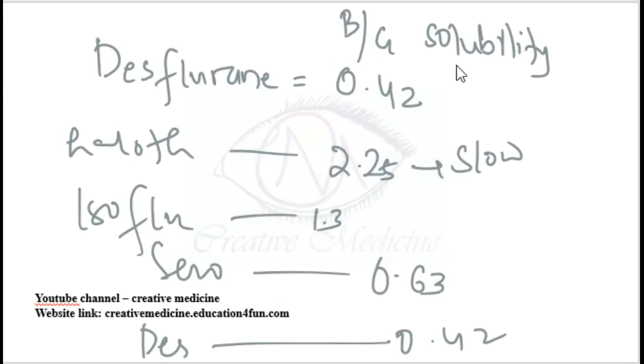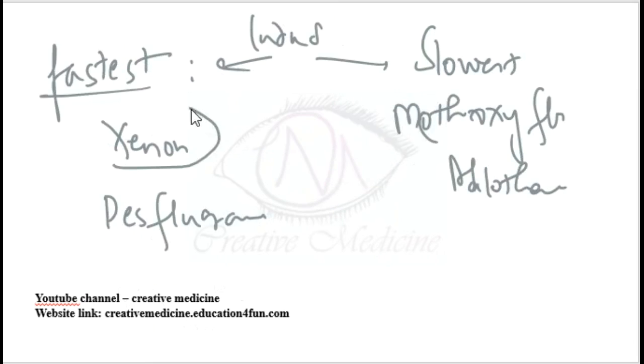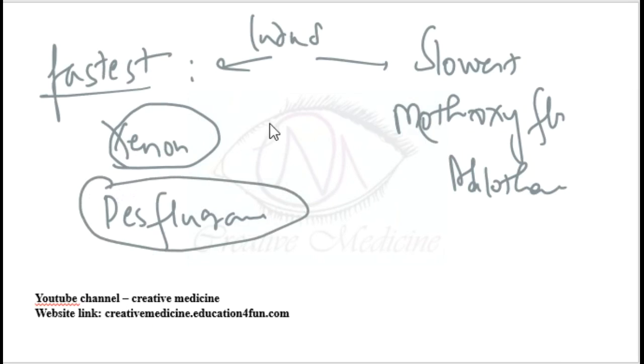The blood gas solubility of different agents: for halothane it is 2.25, so it has slower induction and recovery. Isoflurane 1.3, sevoflurane 0.63, desflurane 0.42, so they have fast induction and recovery. The fastest induction is by xenon, but in current usage desflurane has the fastest induction. The slowest is present in methoxyflurane and halothane.